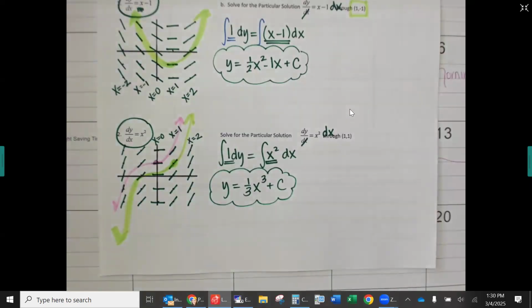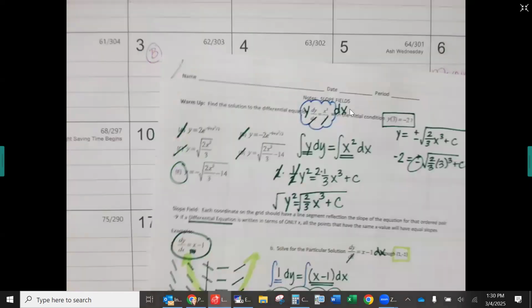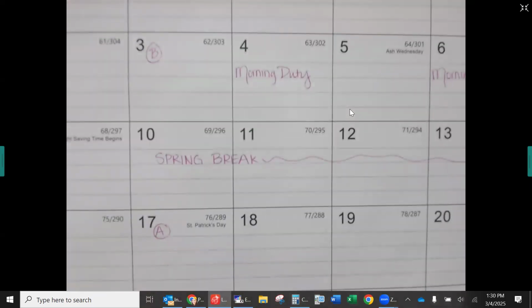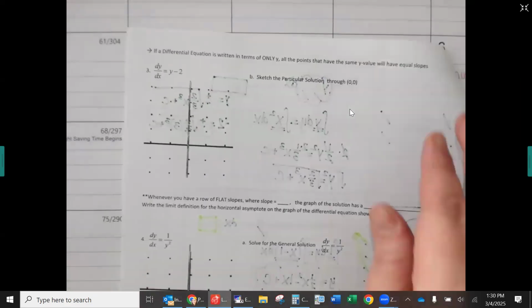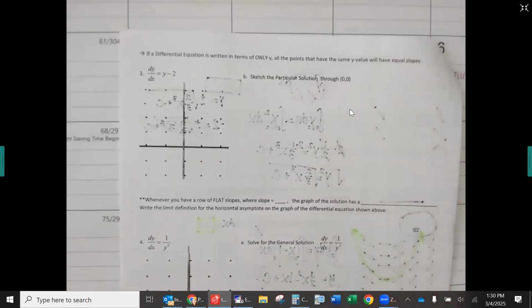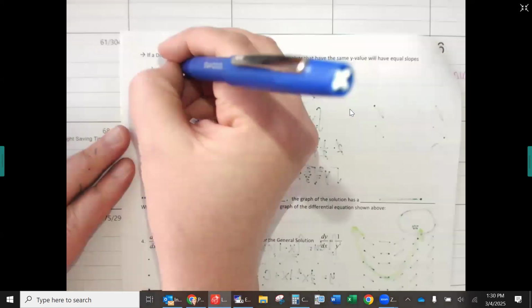We're not going to do any more solving. We're just going to do the slope fields, but that's kind of the connection. So on the next page, we have dy/dx, but our equation is y minus 2. So instead of it having an x in it, it only has a y. Then I want to group or cluster my points based on which points have the same y value. So instead of me doing columns, I'm going to break my graph down into rows.